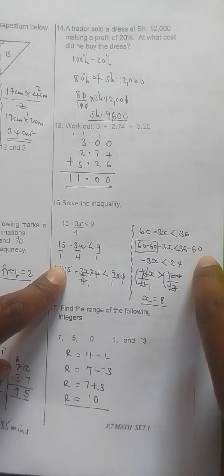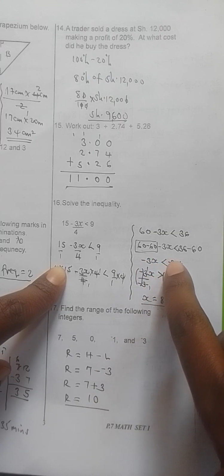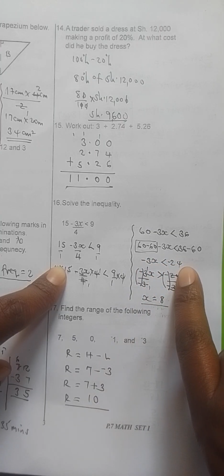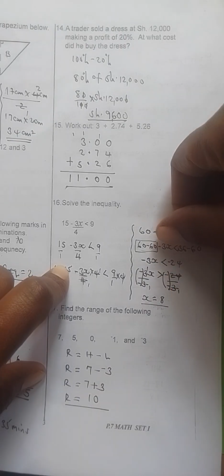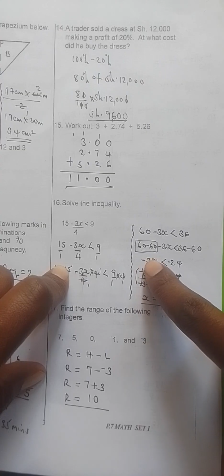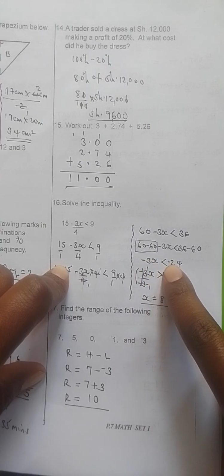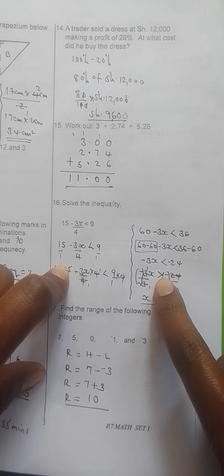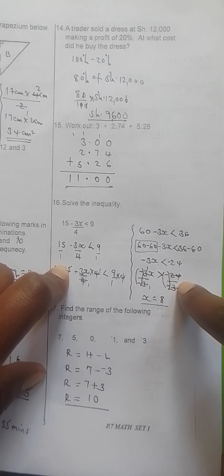I took 60 to the other side. I remain with minus 3x is less than negative 24, I mean. So here, take note of this step. When you have a negative number and you want to divide, you have to change the inequality sign. That's why less than is now greater than. Before you divide, you have to change. This is where you are awarded a bonus.